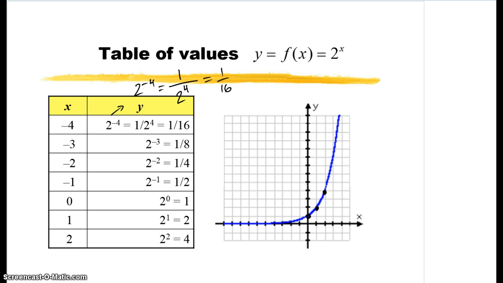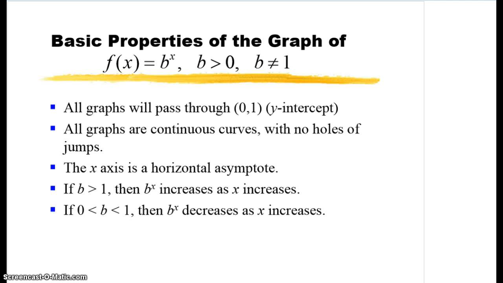And then if we were to keep going, at 3 we would jump all the way to 8. At 4 we jump all the way to 16 up here. So this function changes very rapidly for positive inputs. Okay, well, this happens to be a general property of these exponential functions.